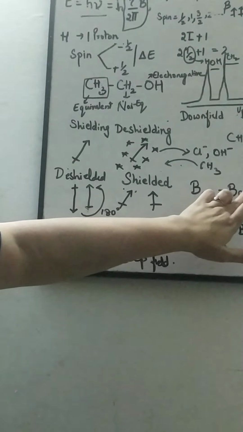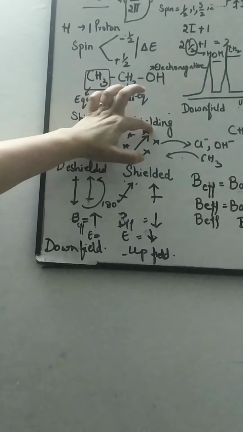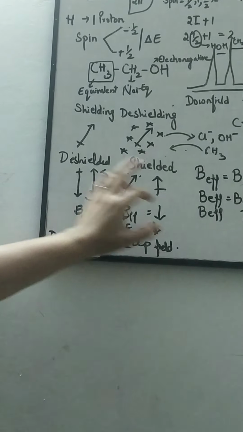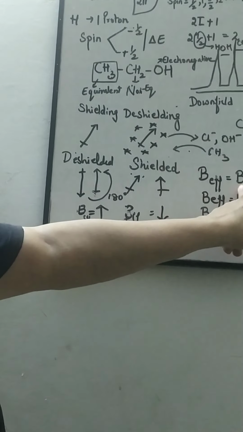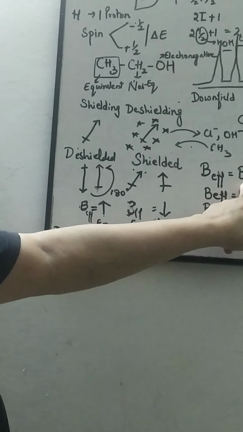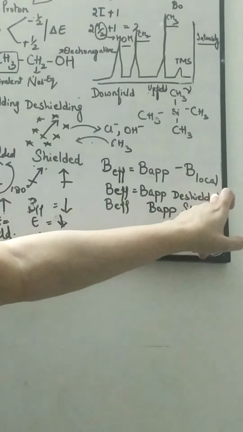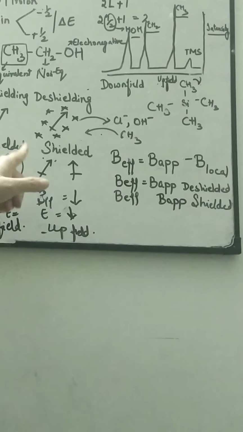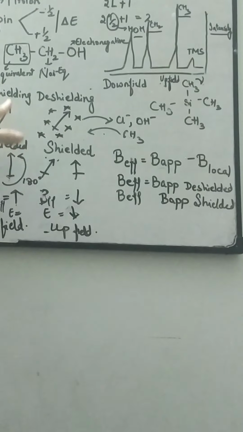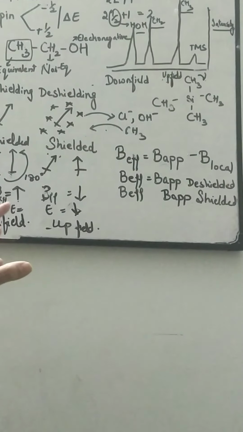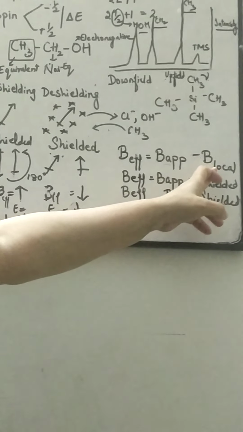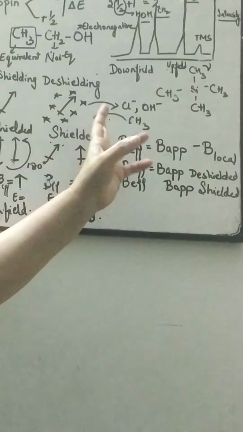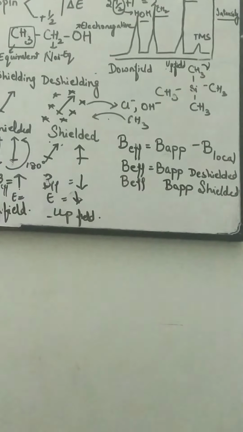We know that the field that is felt by the nuclear particles is B effective, which is B applied, that is the applied magnetic field, minus the local magnetic field. Now from where does the local magnetic field come? Local magnetic field comes from these electrons which are outside. They will be absorbing some of the magnetic field, because of which the total magnetic field that is applied will not be experienced by the nuclear particles.